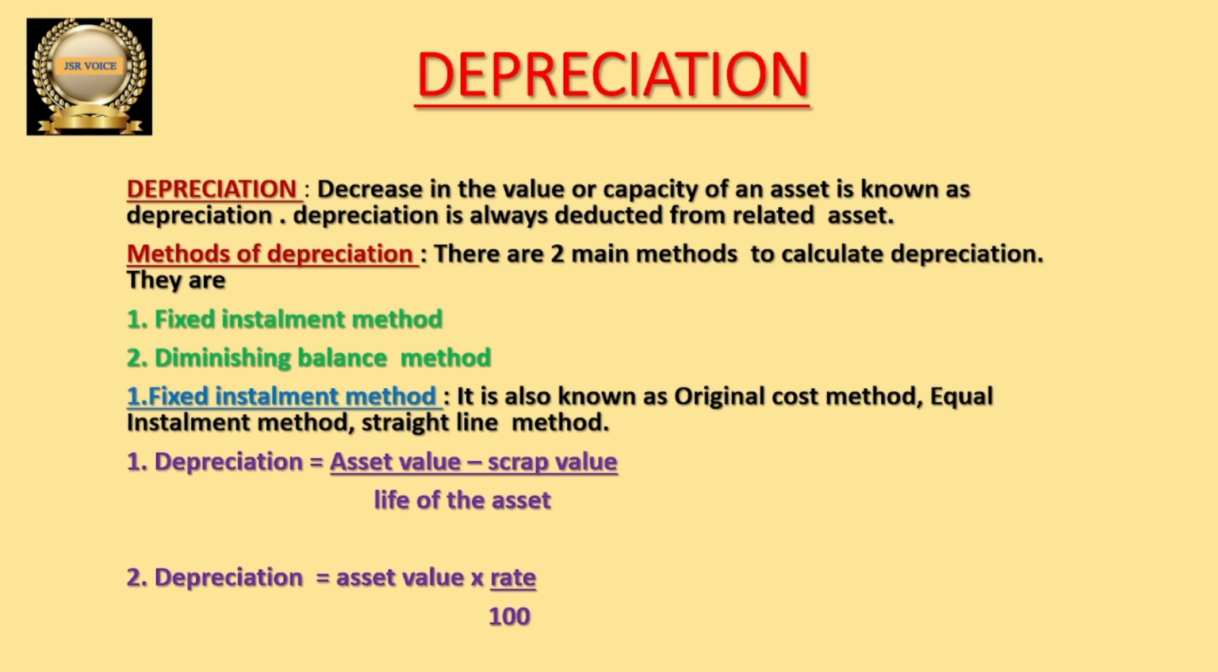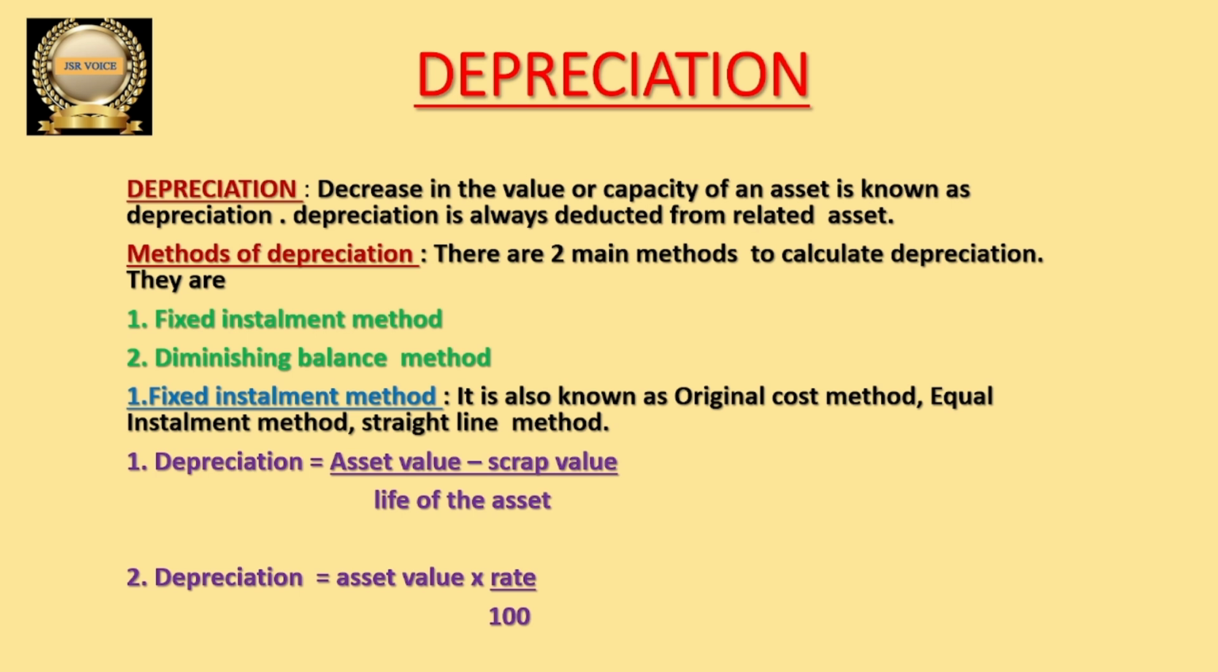And what is the life of the asset? Just now I explained. Life of the asset means it may be around 10 years, 15 years. The period for which the machine or asset works perfectly and the businessman can get profits by using it. It works effectively until the completion of that period. That is known as the life period of the asset. This is the first formula under the fixed installment method.